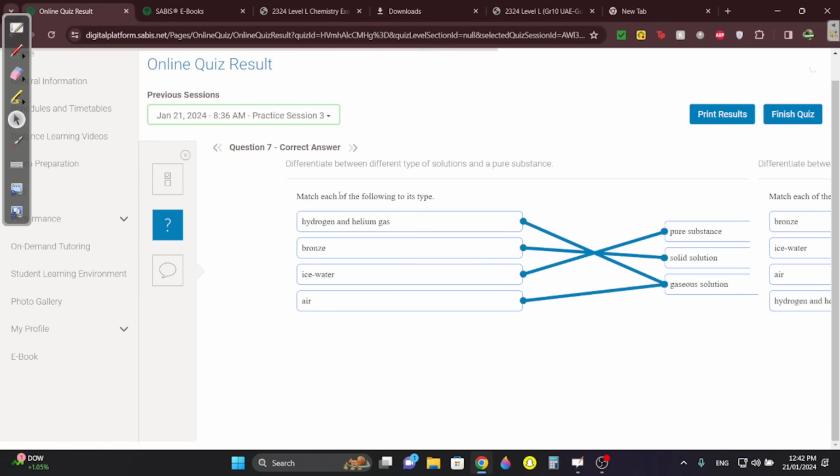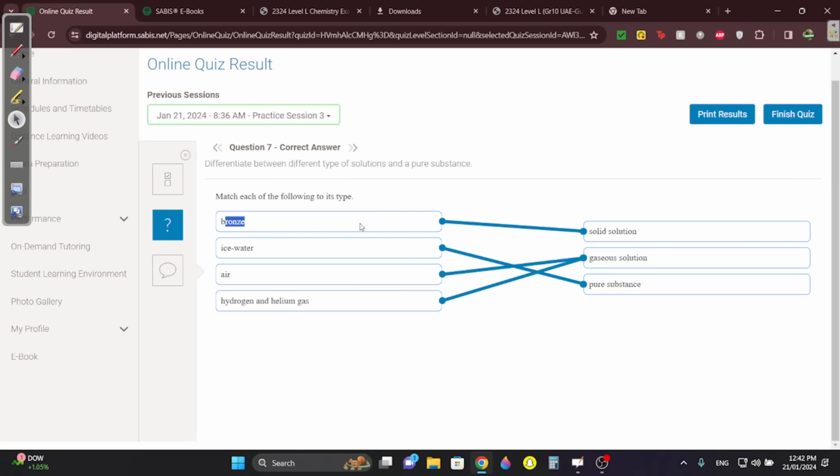And what substance boils at 100? Water. Okay, bronze is a solid solution because you know bronze is an alloy, which is a solid solution. Ice water is a pure substance. Ice and water are both pure substances. You can say no, ice isn't a pure substance, but ice is water. They're both H2O, pure substance. Air is a gaseous solution, and hydrogen and helium are also gaseous solutions. You know, air is made up of gases. Hydrogen and helium are obviously gases, so they are gaseous solutions.